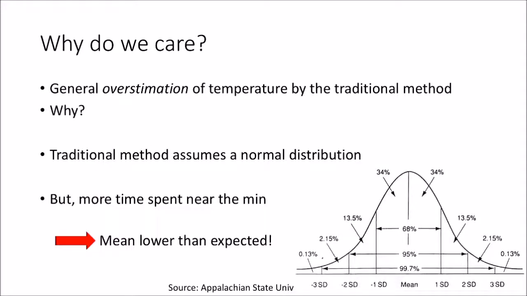As I've just shown, you have a general overestimation of temperature by the traditional method of temperature averaging, the max plus min over 2, because more weight is being put on the max than should be. Okay, so why exactly do we see this typical pattern?